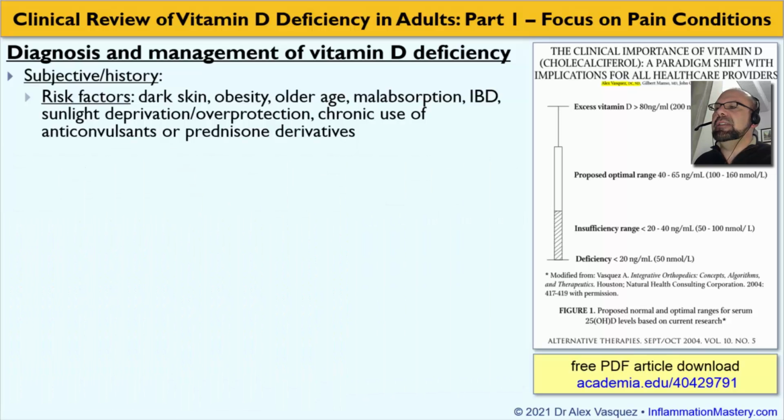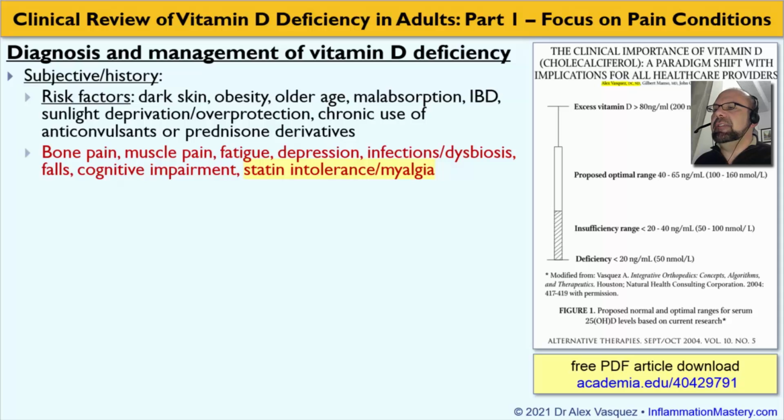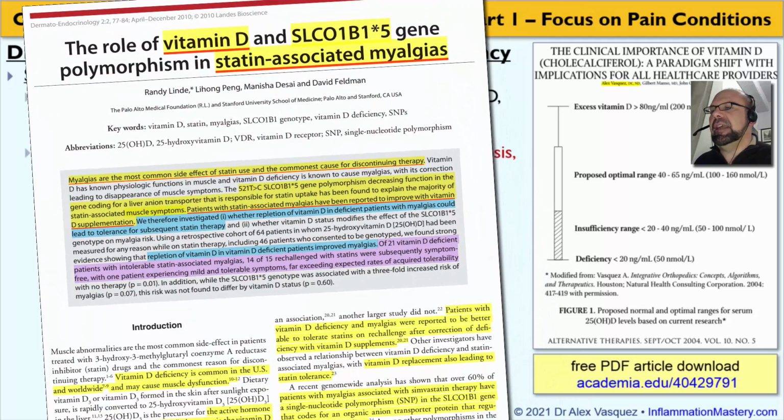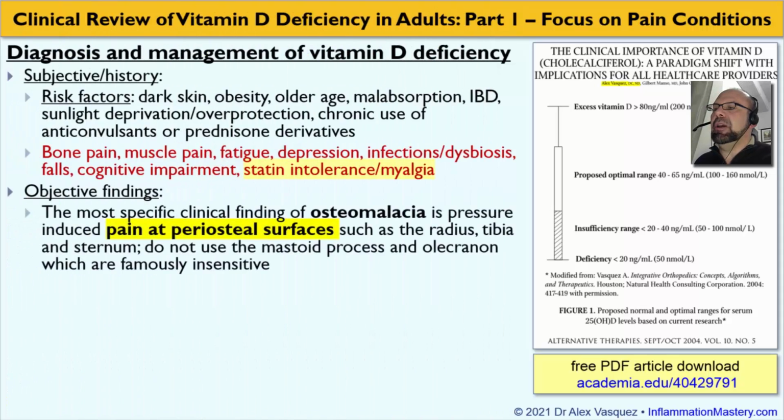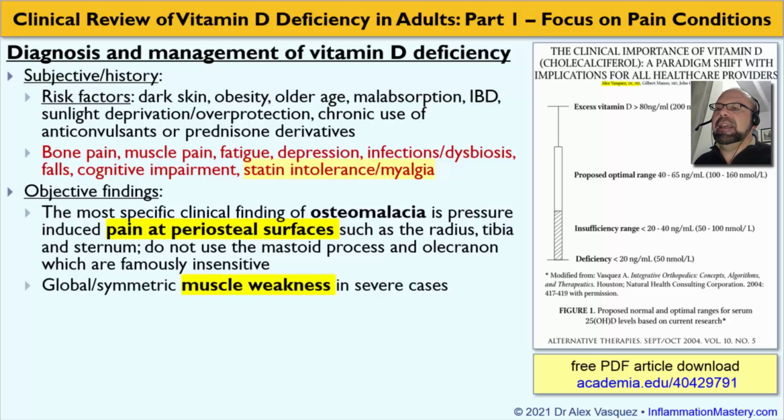More specifically, we see bone pain, muscle pain, fatigue, depression, infections and dysbiosis, more frequent falls, cognitive impairment, and statin intolerance or statin myalgia. Objective findings include pain at periosteal surfaces. We use the radius, the tibia, and the sternum. We do not use the mastoid process nor the olecranon. We look for global symmetric muscle weakness in severe cases.